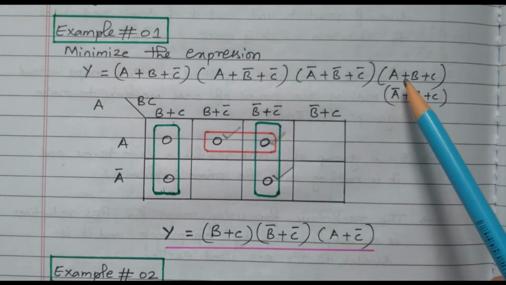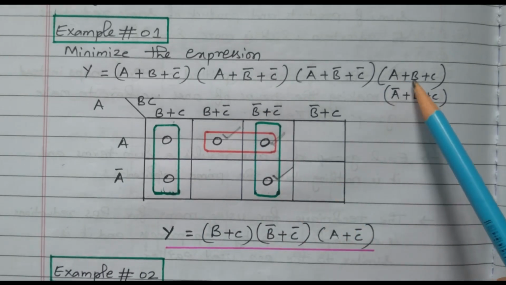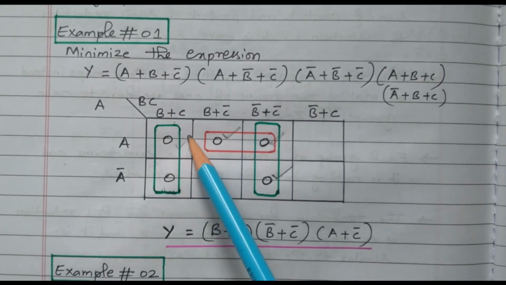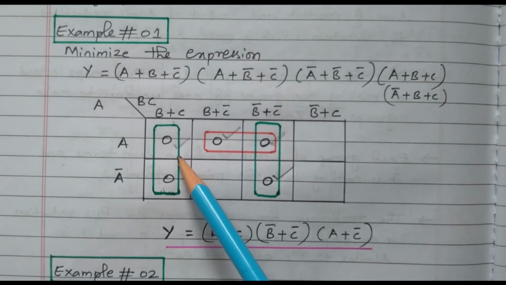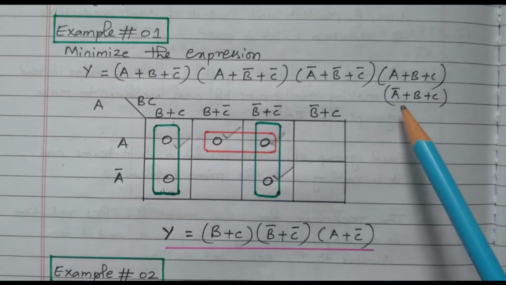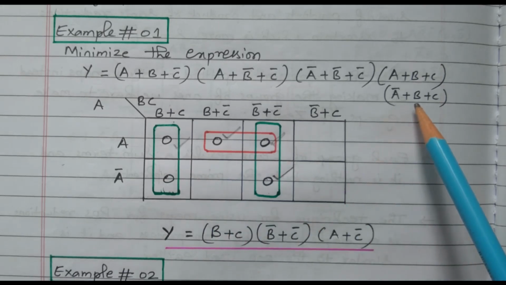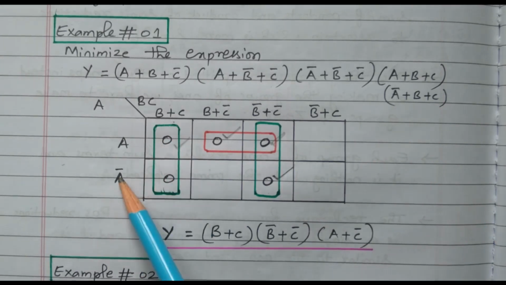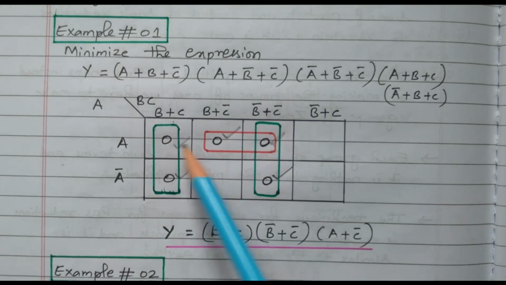Fourth term is A plus B plus C. Here A is available. Where is B plus C available? So A, B plus C. This is the fourth term, right? The last one is the fifth term, A bar plus B plus C. Here A bar is there. Where is B plus C? B plus C is available here. A bar, B plus C. This is the fifth term. Now all 5 terms are marked together.